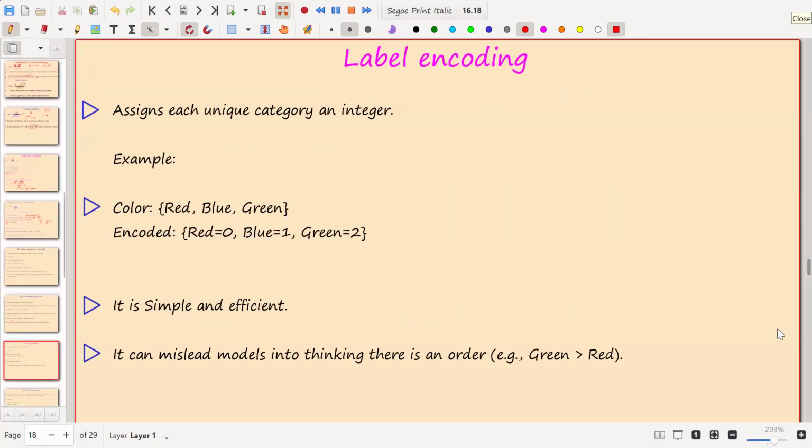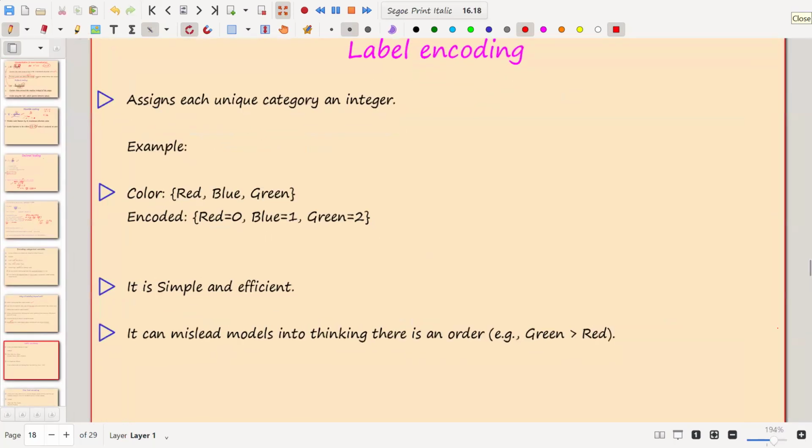So one kind of encoding is known as label encoding. What is label encoding? You assign an integer to each unique category. Suppose the colors are red, blue, and green. These are categorical variables. What we do is assign a number to each of them.